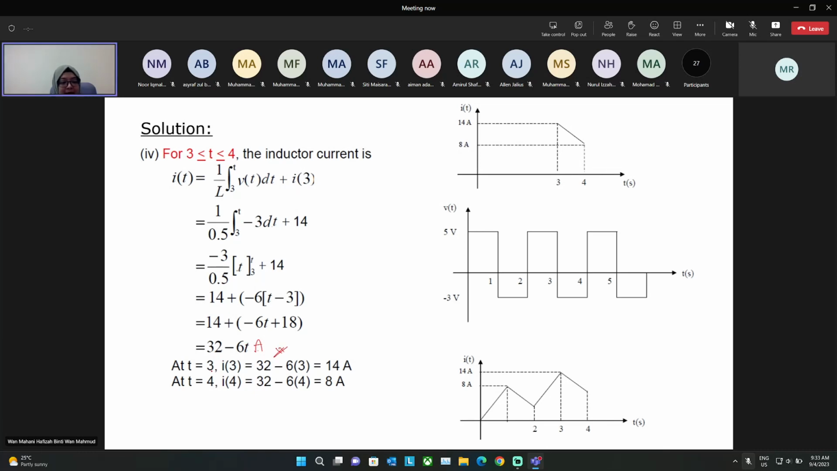Sama juga step dia. You ganti dengan 3. Ini 6 darab 3, 18. 32 tolak 18 dapat 14. And then diganti dengan 4. 6 darab 4, 24. 32 tolak 24, you dapat 8. Okay. So, 3, 4 di sini. Daripada 14, dia turun balik ke 8.